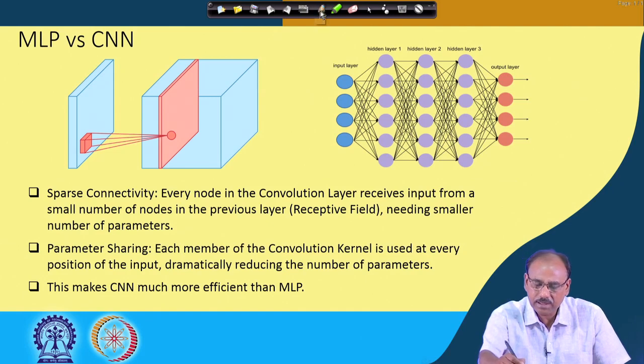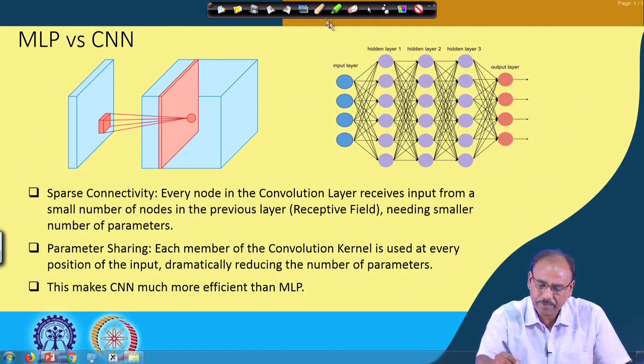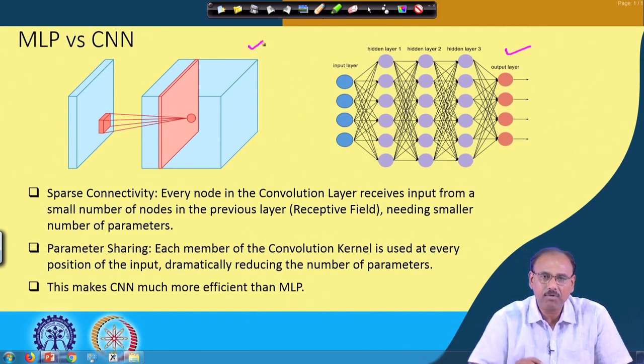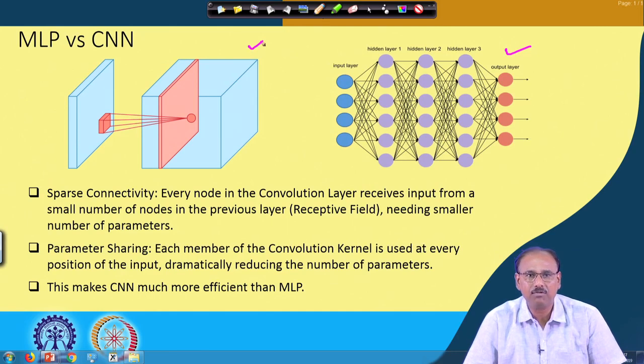You find over here that on the right hand side we have the structure of a multi-layer perceptron, and on the left hand side the structure of a convolutional neural network. In case of multi-layer perceptron, every node in any layer gets input from every node in the layer before it. So every node in say the kth layer feeds input to every node in the k plus first layer. So obviously the connectivity in multi-layer perceptron is quite dense.